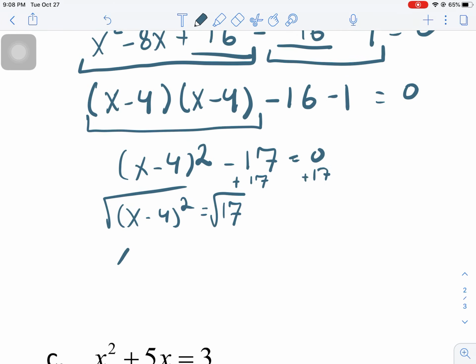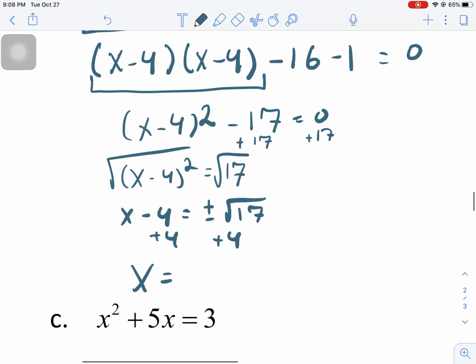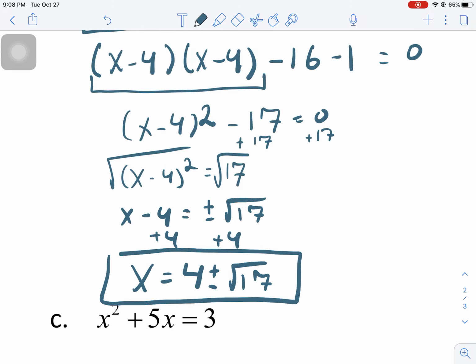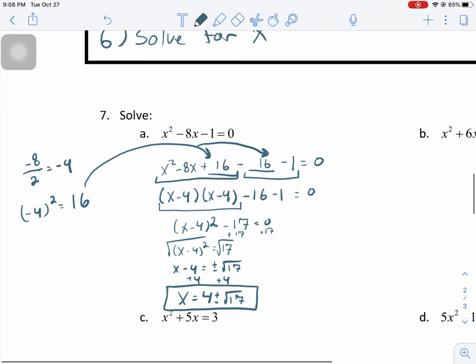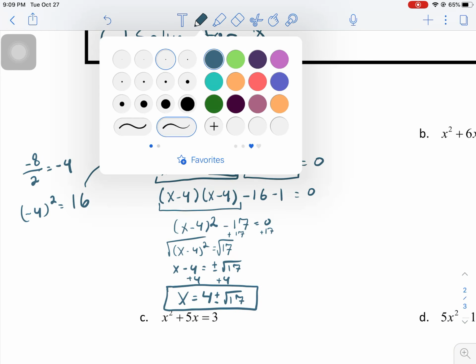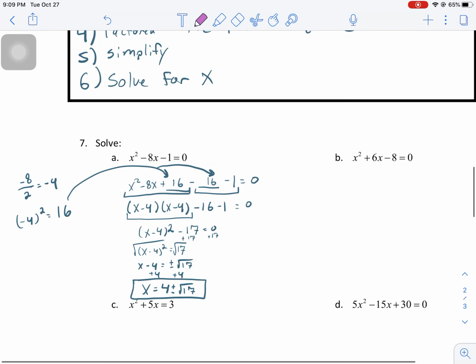Okay, so then we square root both sides. Now we have x minus 4 is equal to plus or minus the square root of 17. And then we're going to add the 4 to the other side. So we get x is equal to 4 plus or minus the square root of 17. And this would be our answer. Okay? So those are the steps of completing the square.